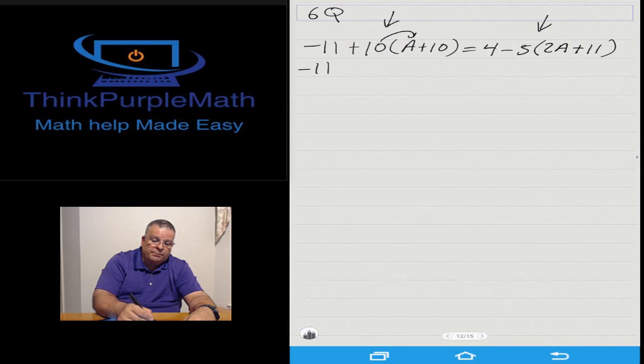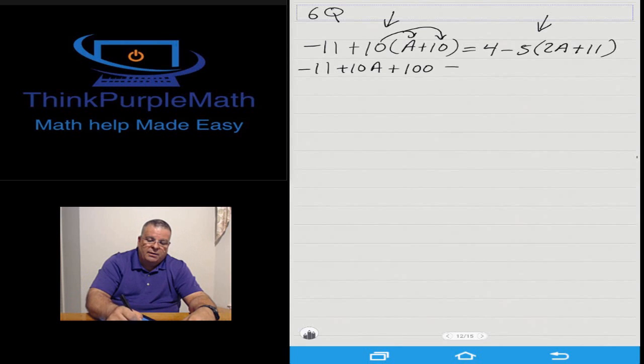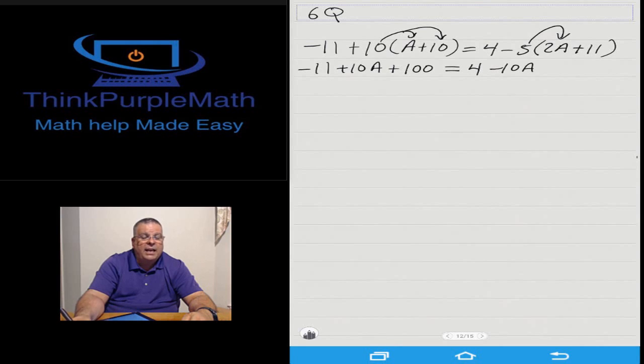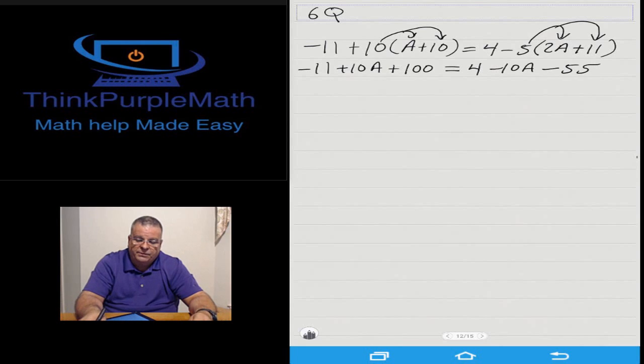We're going to distribute here. I'm going to get positive 10a. We're going to distribute there. I get positive 100. Keep my equal sign symmetrical, straight down. I'm going to carry the 4 down. I'm going to get this arrow out of here and this one so we can see better. Negative 5 times 2a, negative 10a. And negative 5 times positive 11 is negative 55.